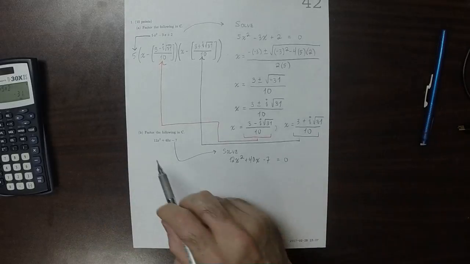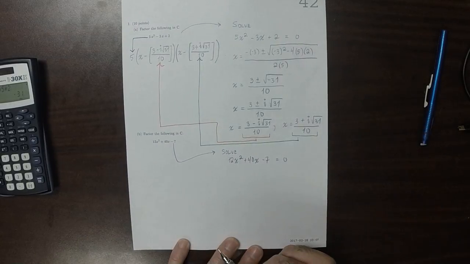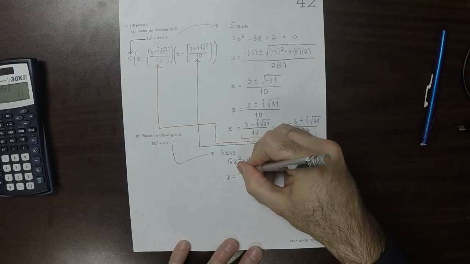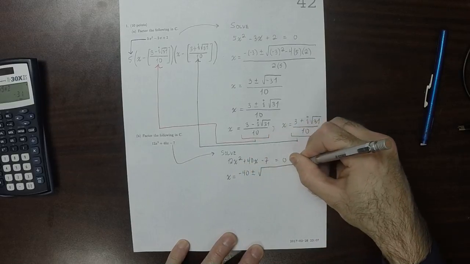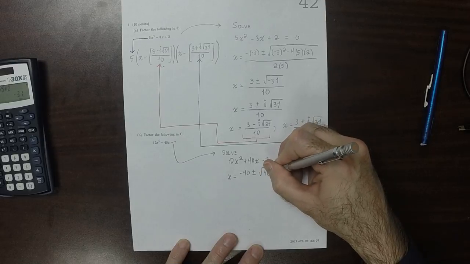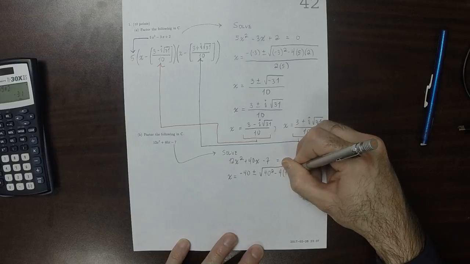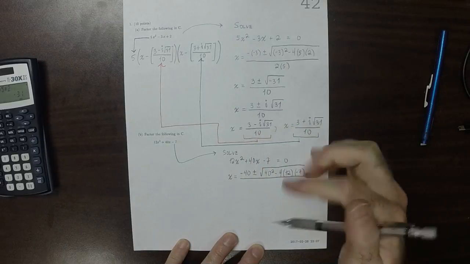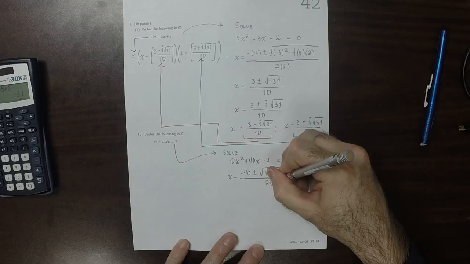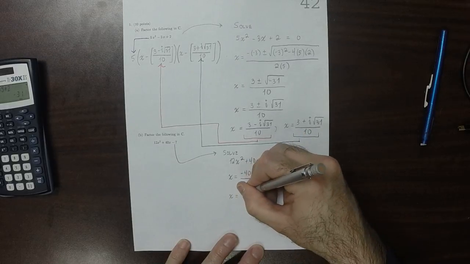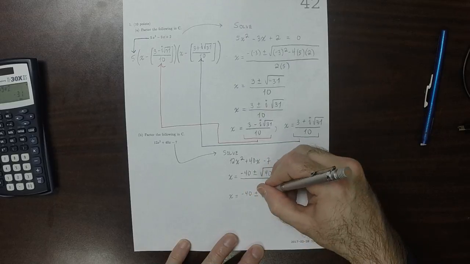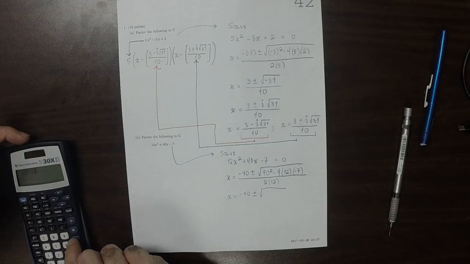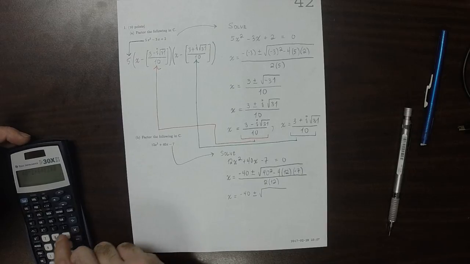Off the top of my head, I can't easily factor this, so rather than consider it any further, I'll just use the quadratic formula. So that would be negative 40 plus or minus the square root of 40 squared minus 4 times 12 times negative 7. I don't know, these numbers are looking funny. I bet it does factor over 2a. So that would be negative 40 plus or minus the square root of 40 squared and then plus 4 times 12 times 7.